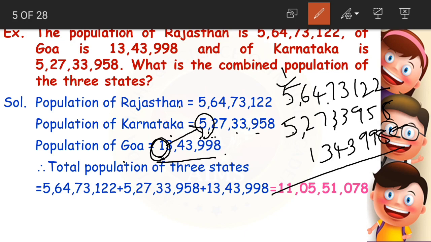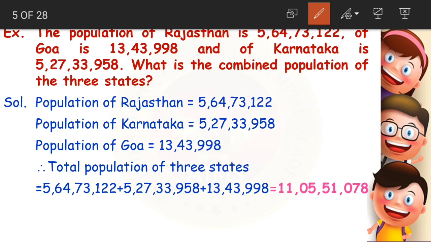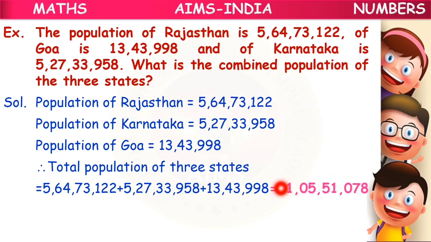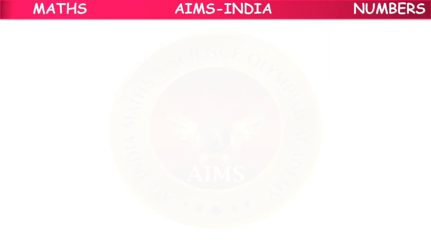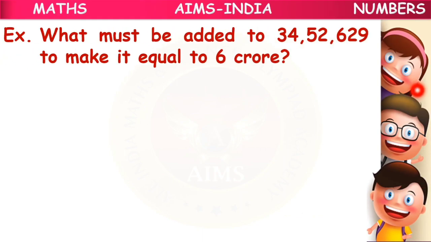1 is in 10 lakhs and here 2 is in 10 lakhs. So I can add 1 and 2 together, but not 1 and 5 which is in the crores place. Now when I write these numbers like this and find out the total, the answer will be 11 crores 5 lakhs 51,078. Understood, students? Yes, the combined population we got by adding up all the given populations. I hope this was clear. Yes, moving on to the next question.